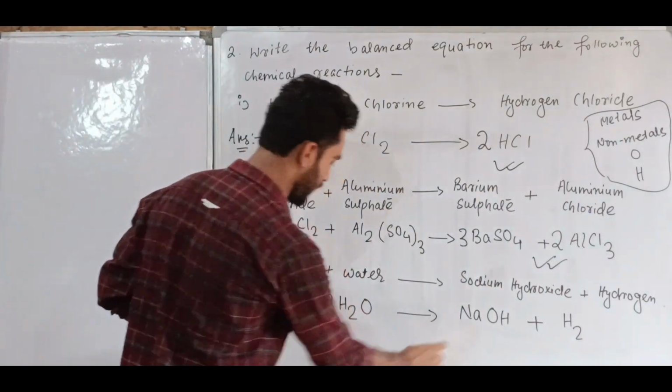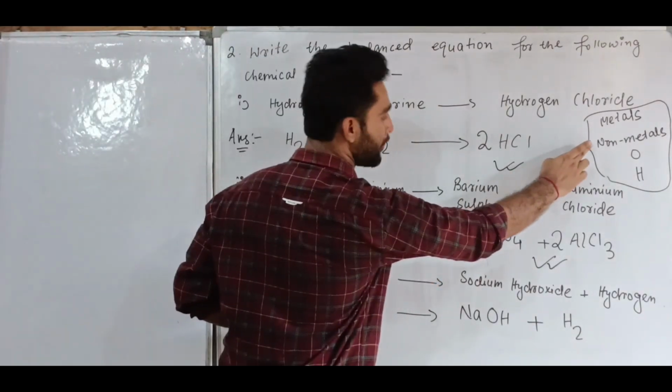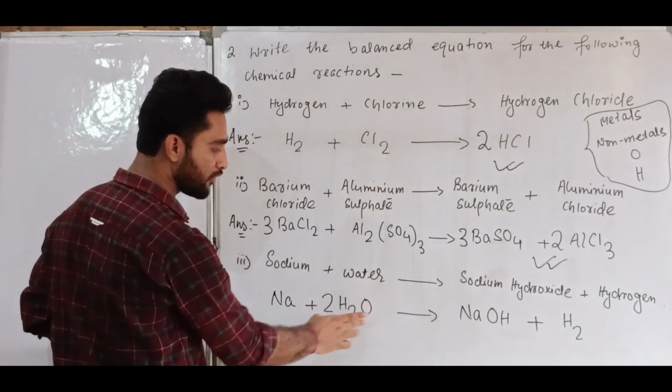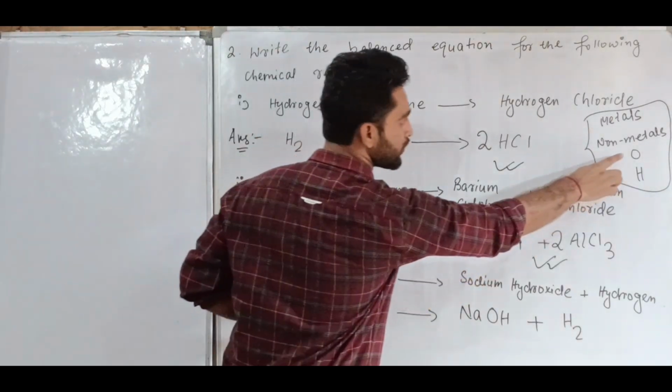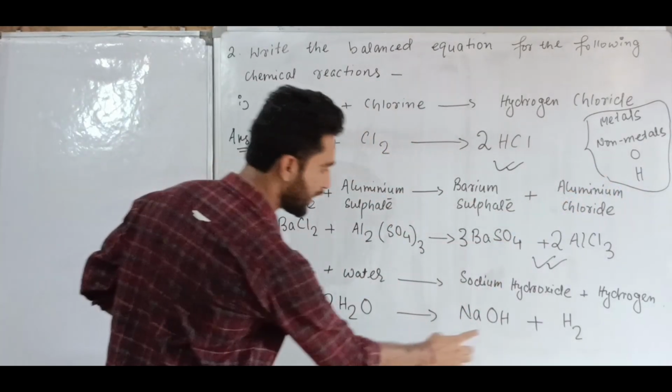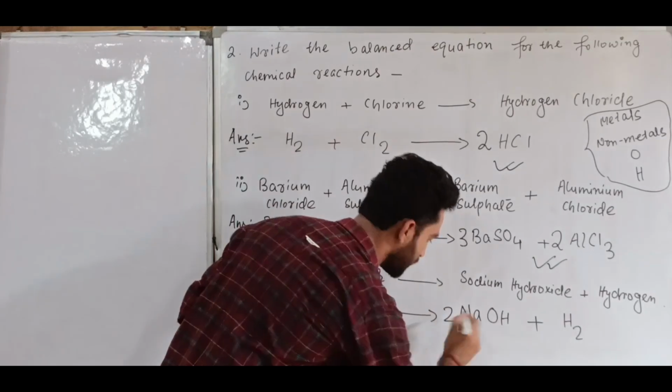Sodium 1, sodium 1. Now you see non-metals are not there. Non-metals other than oxygen and hydrogen are not there. So oxygen, try to balance at the second last. So here oxygen how many? 2. Here oxygen how many? 1. So put 2 here.